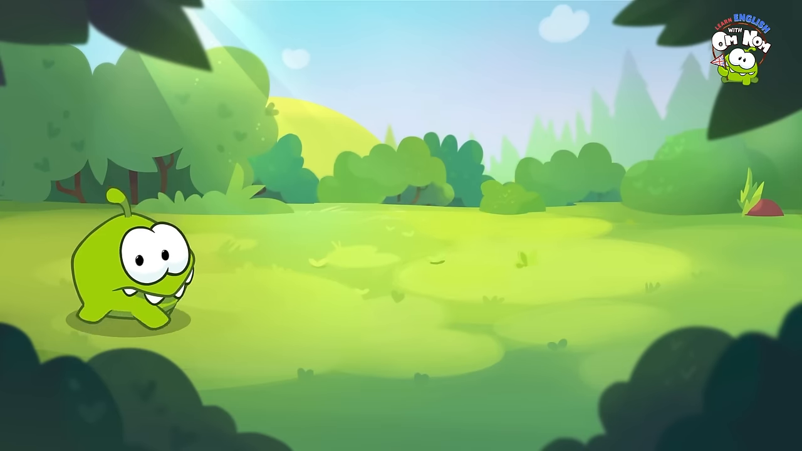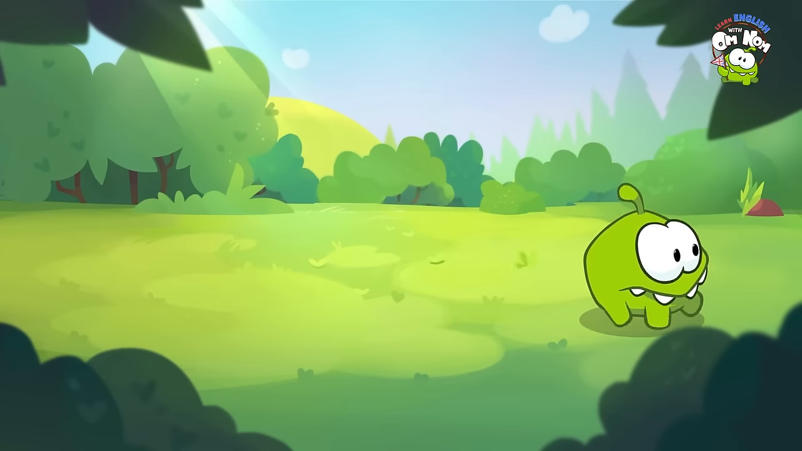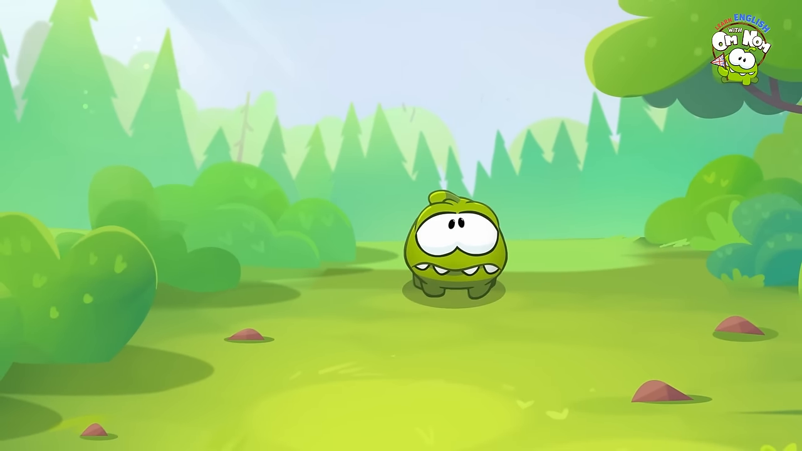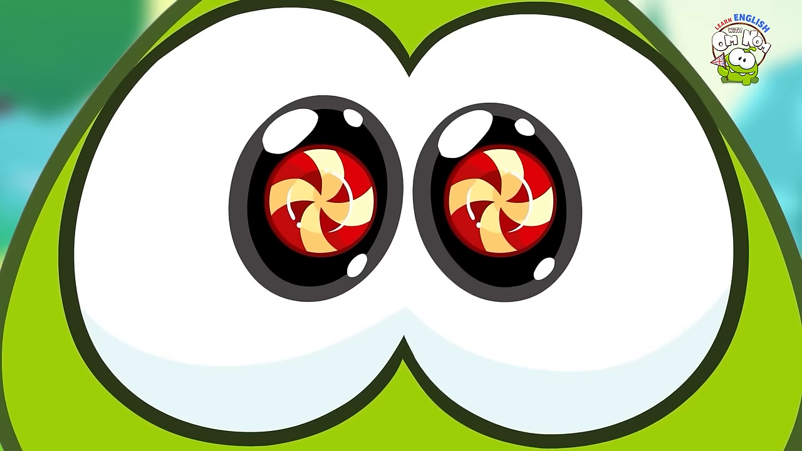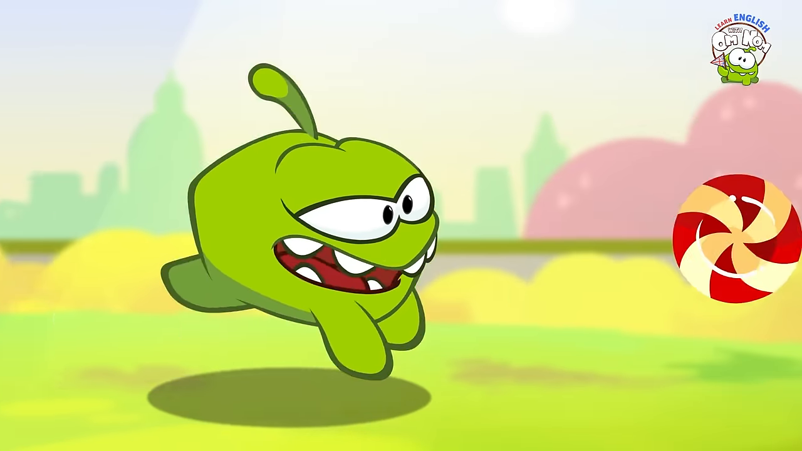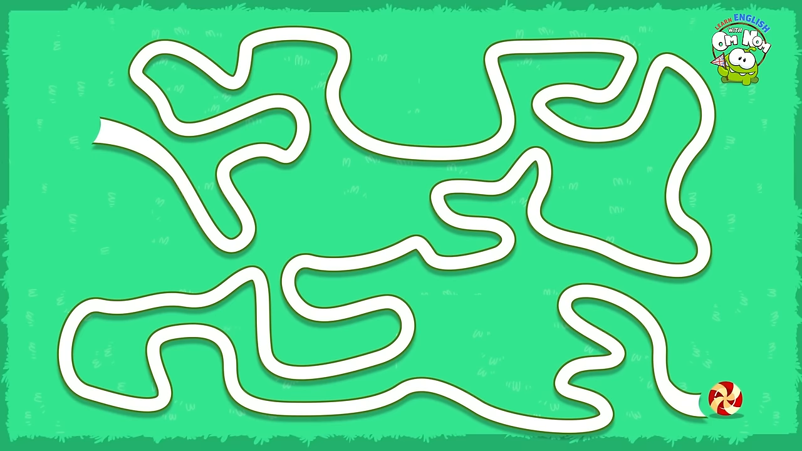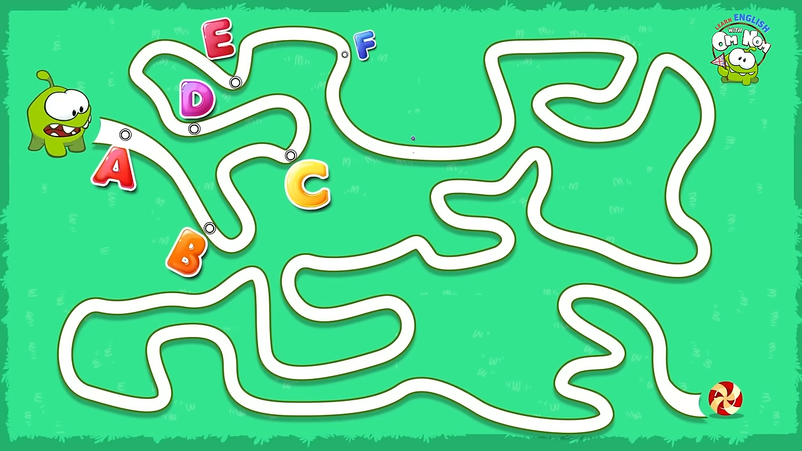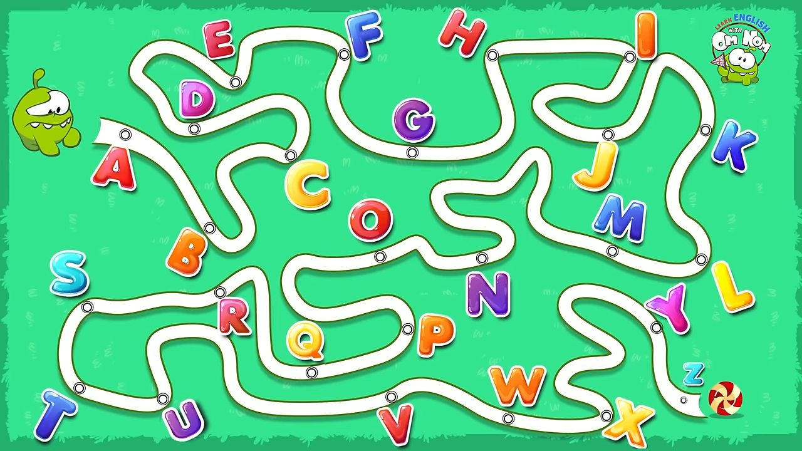Hello, Om Nom. Where are you going? It is so lovely here. Oh, yummy, delicious candy. Oh no, there goes the candy. Where's the candy going? The candy is crossing a maze. It's an alphabet maze.